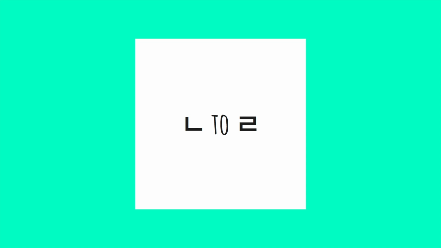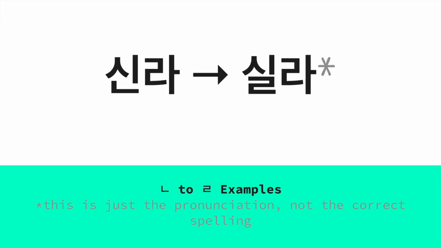Here we have nian to lil. When nian and lil are paired together, the nian sound is often replaced by lil. Here's an example. 신라.